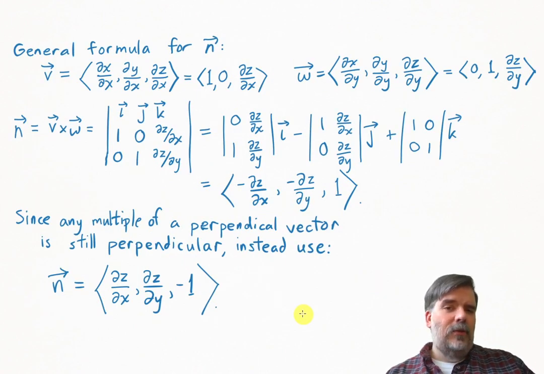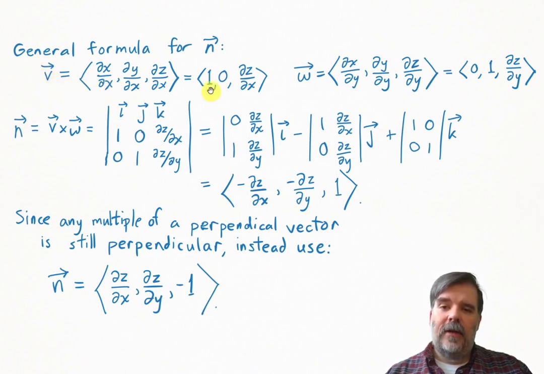Now, to save our future selves some work, we can actually pretty easily derive a general formula for the normal vector n for the tangent plane to a surface. And here's why. The two vectors we use in this calculation are slope vectors. And from our previous work, we know that the slope vectors will be the vector (1, 0, dz/dx) and the vector (0, 1, dz/dy).